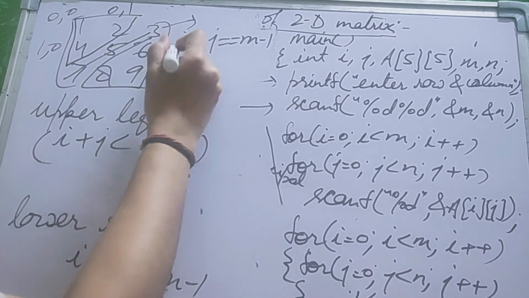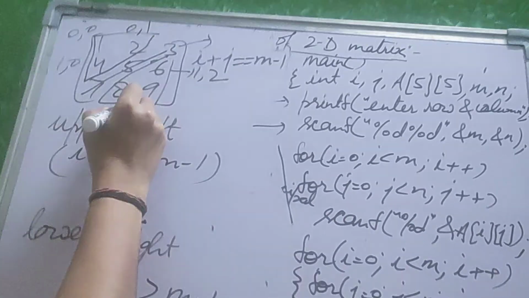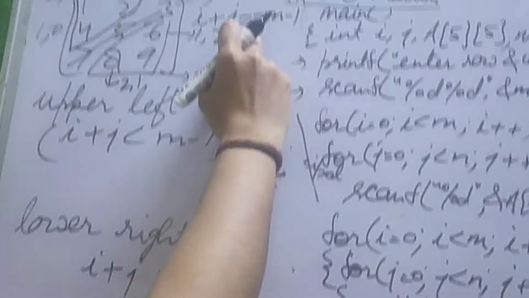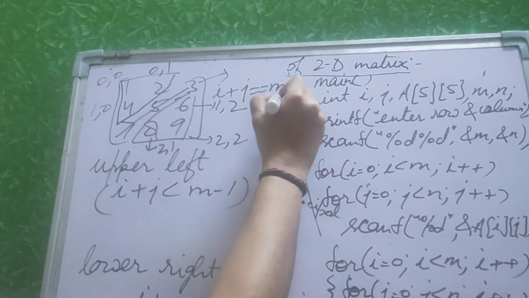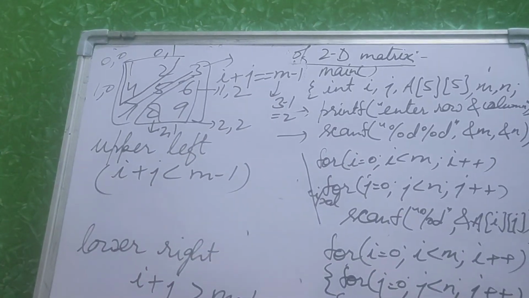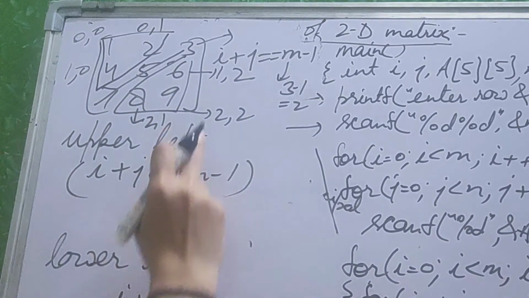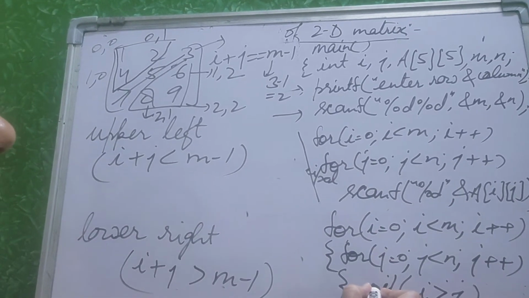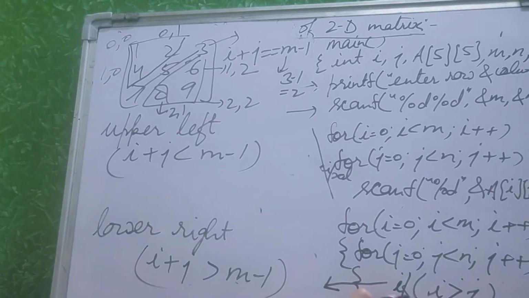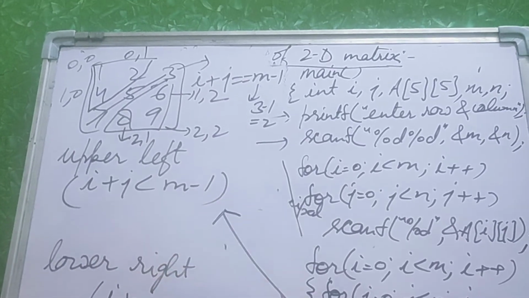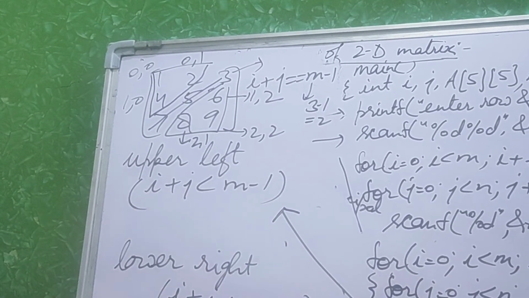As we can check, this is what? 1 2. This is 2 1 and this is 2 2. 1 plus 2, that is 3. 3 equals to what is m? m is for a total 3 by 3 matrix, so m is 3, then 3 minus 1 is 2. Then 1 plus 2, 3 is greater than 2, 3 is greater than 2, 4 is greater than 2. Then for lower right triangle, we will write this condition. For upper left, we will replace the condition with this.